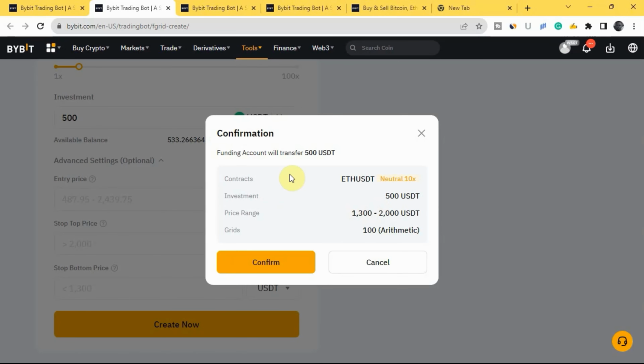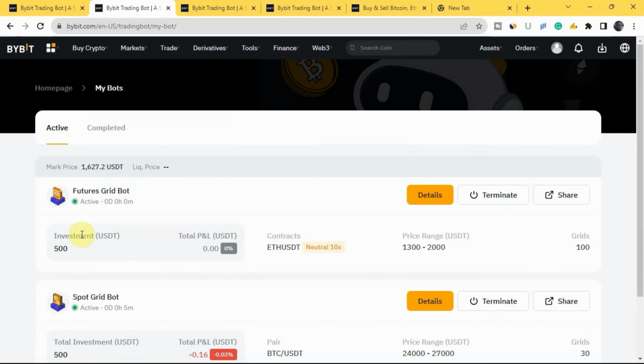And right here, you can see the summary of your trading bot. Then you come right here and click on confirm. And right here, you can see your futures grid bot. You can see the investment is $500. The contract we are trading is ETH USDT, and we are trading neutral, that is, we are doing long and short with 10x. You can see the price range and the number of trades.